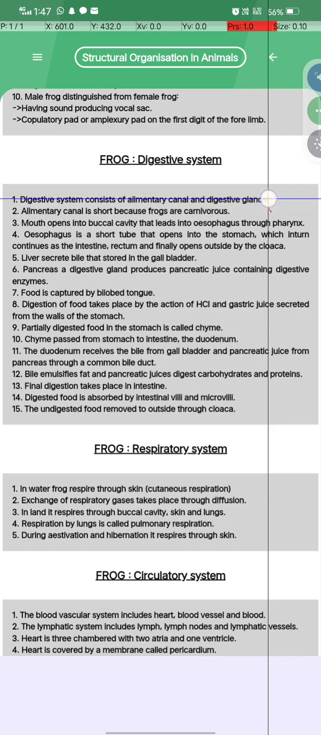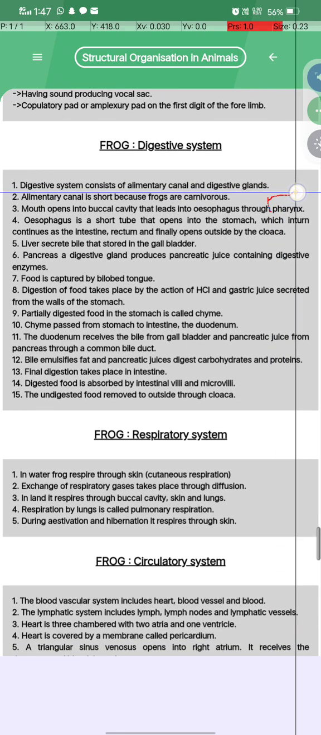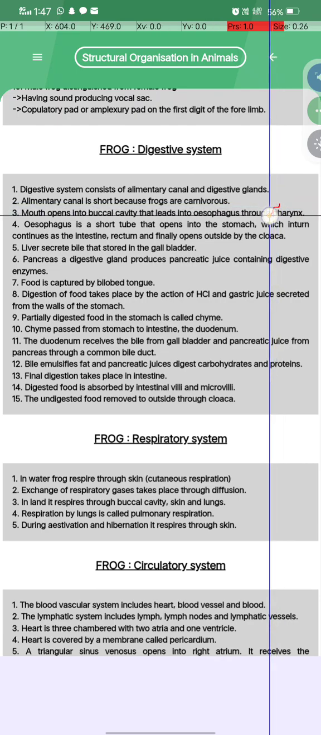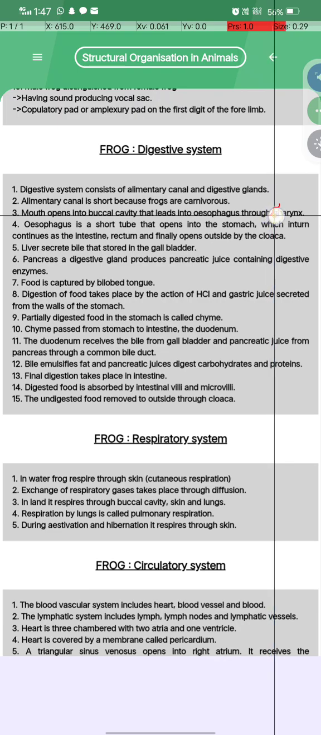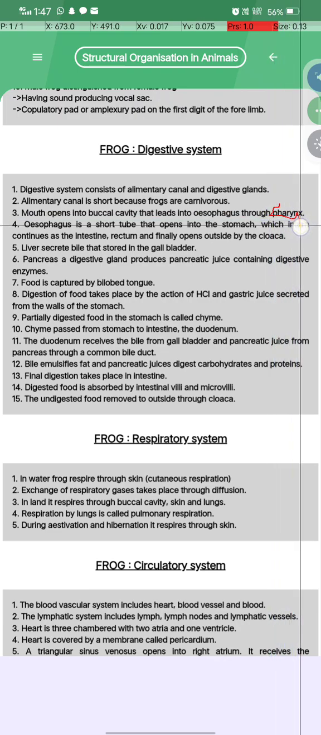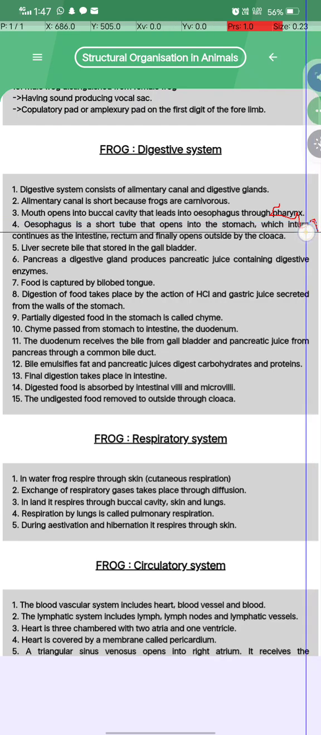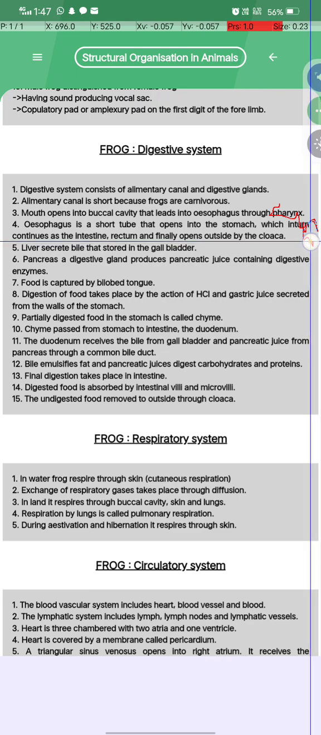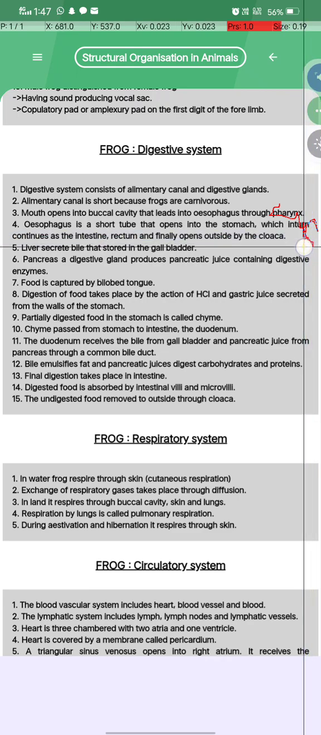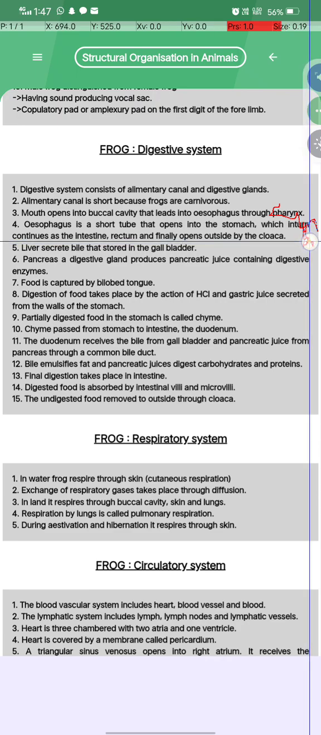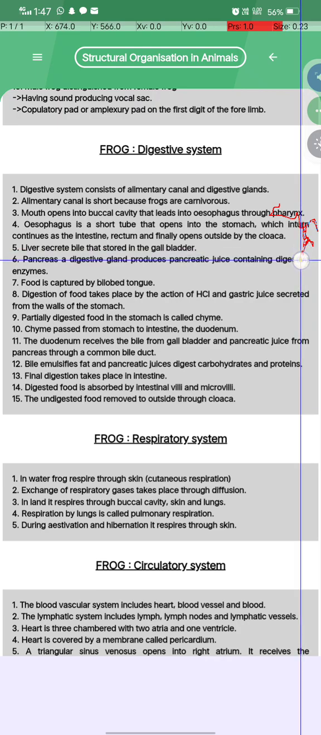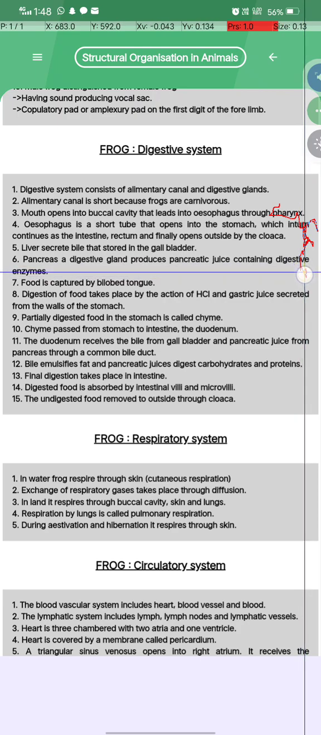Frog digestive system consists of the alimentary canal and digestive glands. The alimentary canal is short because frogs are carnivorous. The mouth opens into the buccal cavity, which leads into the esophagus through the pharynx. Esophagus is a short tube that opens into the stomach, which in turn continues as the intestine, then the rectum, and finally opens outside through the cloaca. Liver secretes bile that is stored in the gallbladder, and the pancreas produces pancreatic juice containing digestive enzymes.